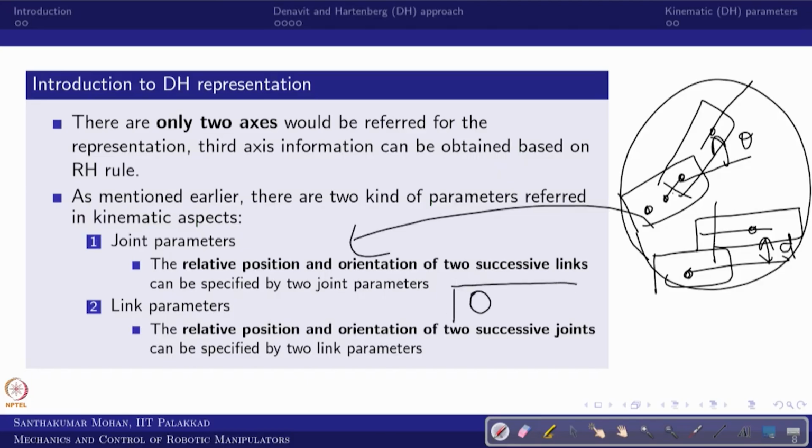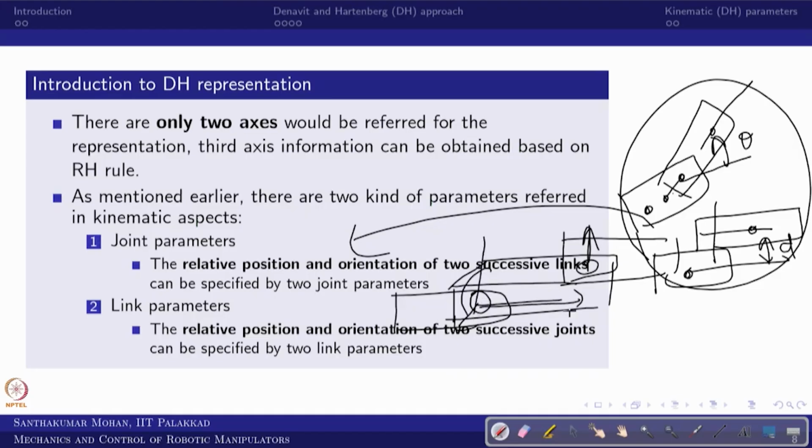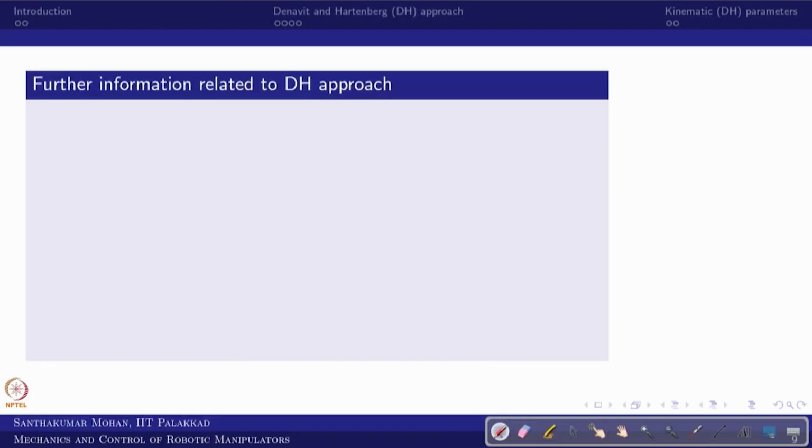Whereas the link, I am saying this is one of the links, and another link is connecting like this, the previous link is connecting. If I take this, this is one axis and this is another axis. These two have angular information as well as positional information. That is what we call the link parameter, which gives the relation between two successive joints. We will go deeper and see further information on this.